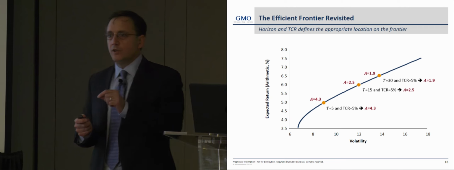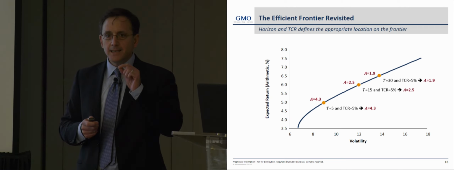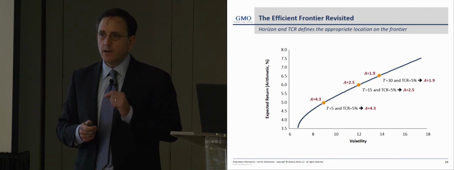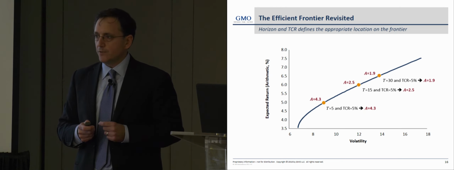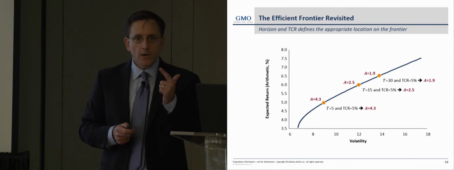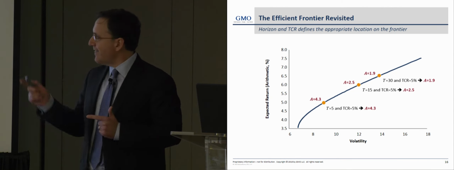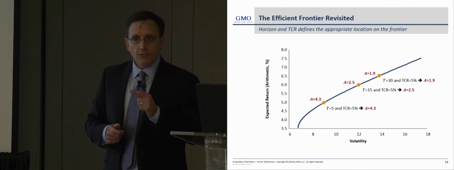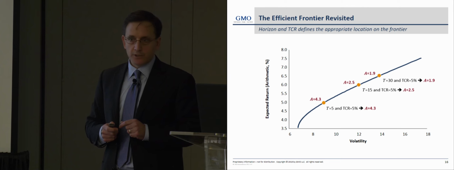So one way to view our framework is it gives you the appropriate location on the efficient frontier, but with much more intuitive specifications. All you need to specify is, what's your investment horizon and what is your target compounding rate? And that will tell you the appropriate portfolio, rather than having to specify your risk aversion coefficient.